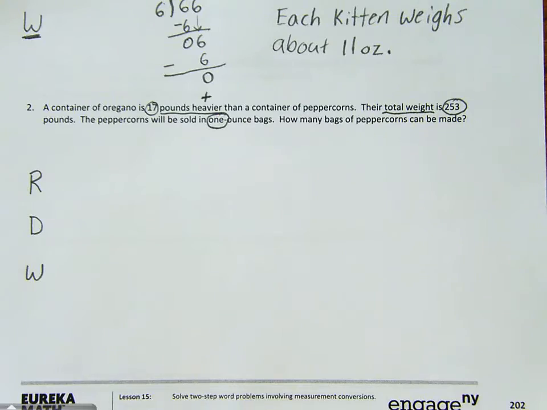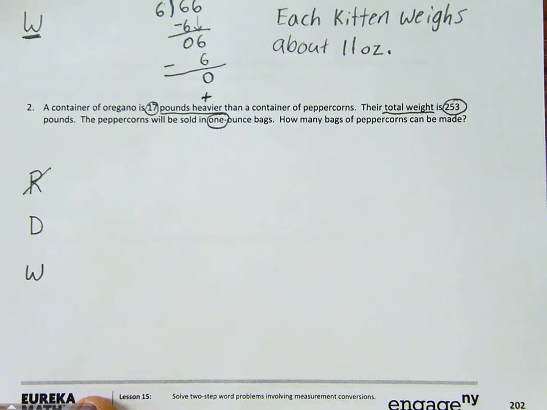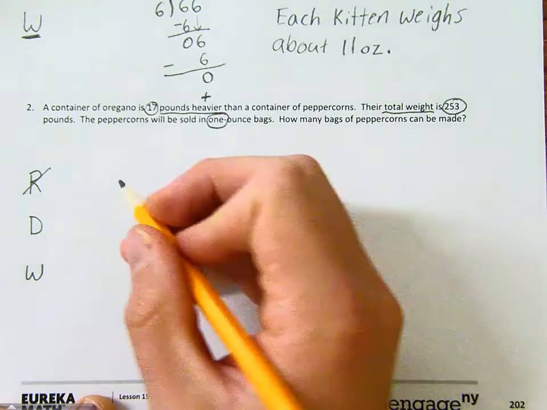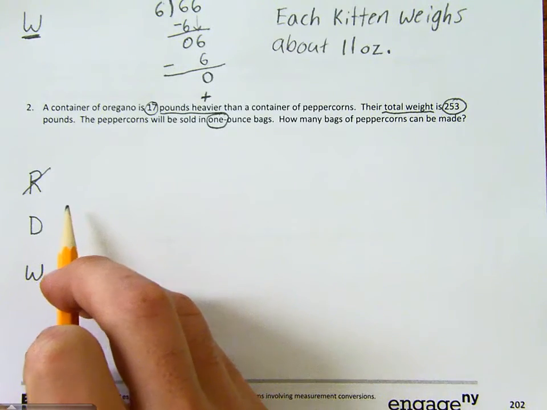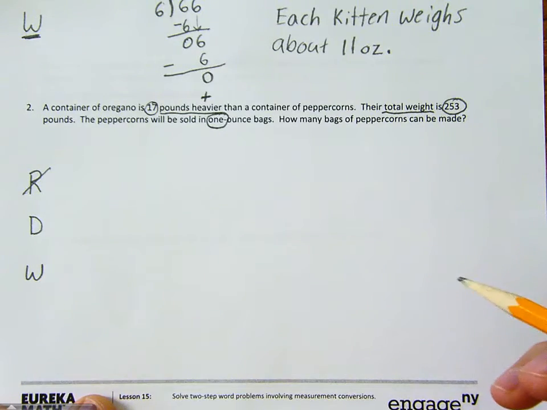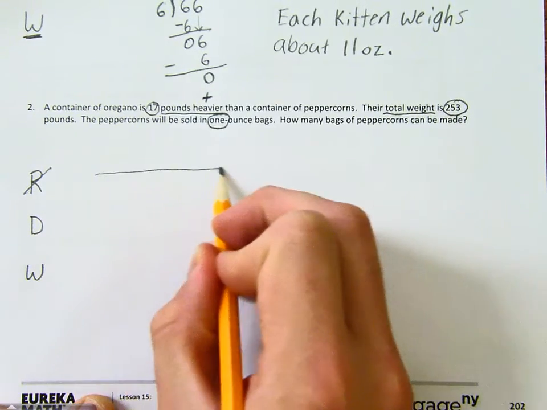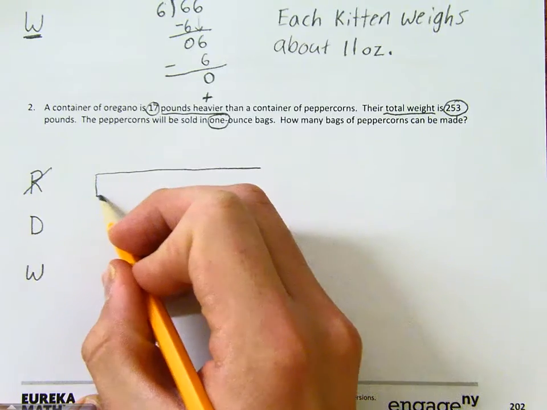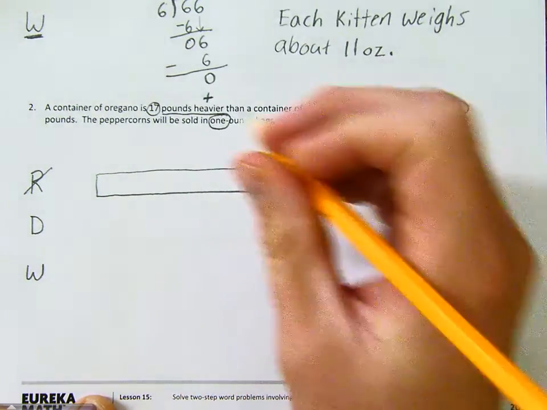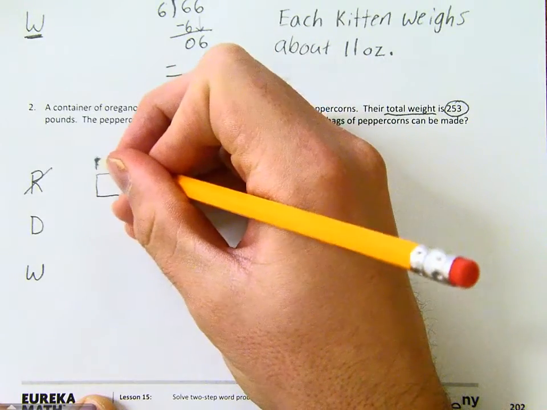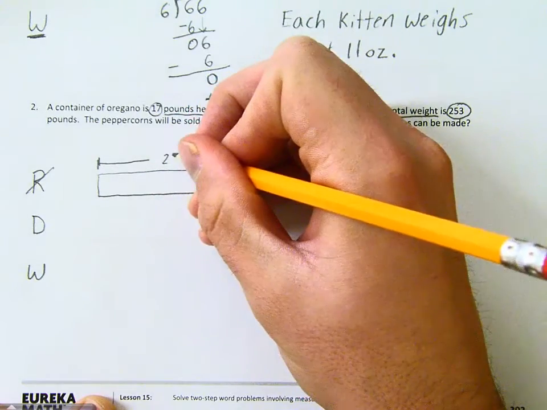So let's draw. Next thing we have to do is draw. So we read, we annotated. Next thing we have to do is draw. So I'm going to use a tape diagram. And I know that the total weight of oregano and peppercorns is 253. So when I make my tape diagram, I'm going to draw it like this. And I am going to label my total 253 pounds.